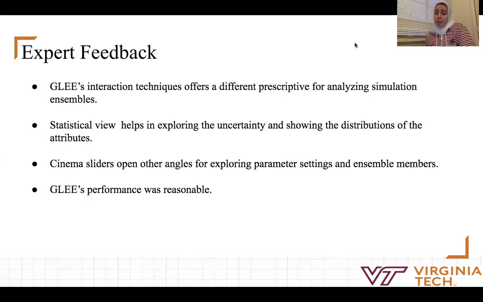They say that the performance was reasonable. The time between doing the interaction and getting a projection was a couple of seconds, so it was really reasonable.